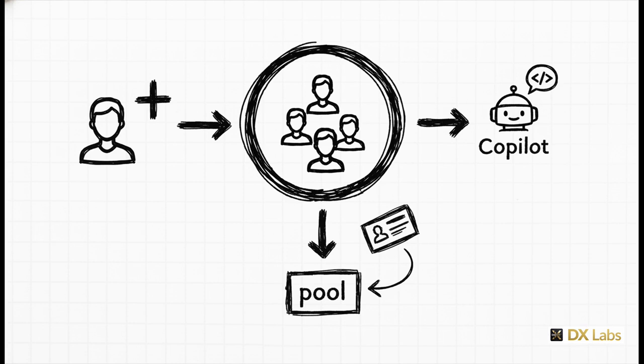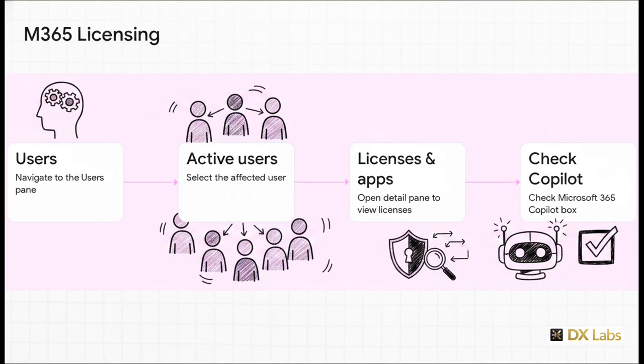Plus, and finance loves this, when an employee leaves, simply removing them from the group reclaims the license instantly. No more paying for empty seats. Now, while group licensing is the dream scenario, you still need to know the manual route for the exam. In the M365 Admin Center, you go to Users, then Active Users, select your user, click Licenses and Apps, check the Copilot box, and hit Save.